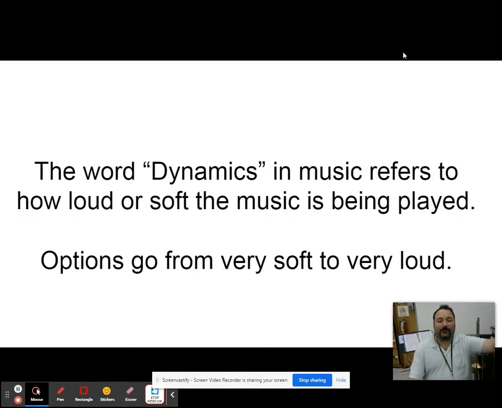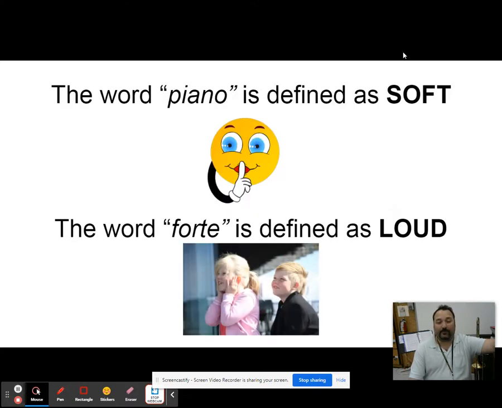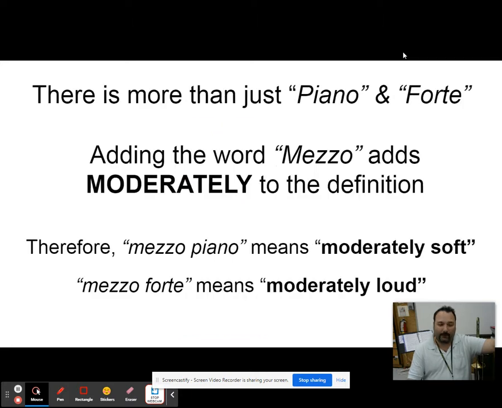Dynamics refers to the volume, which is how loud or soft you're playing your music. Options can go from very soft to very loud. Now, there's two main words involved with dynamics. One is piano, one is forte. Piano is not referring to the instrument you play. As opposed to that, it's referring to the word soft. And the opposite of that, forte, is a word that is defined by calling it loud.